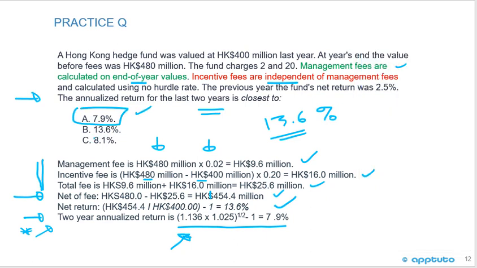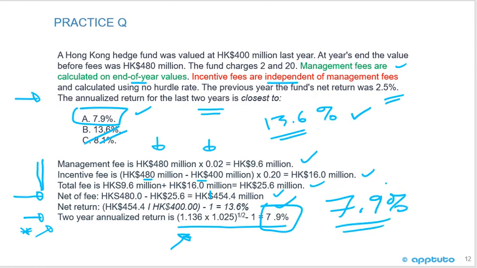Okay, so again, not too difficult. We calculated the return net of fees for year 2, 13.6%, but then they were asking for the annualized return for the last 2 years. They gave us the previous return, 2.5%. So after we calculated the return for year 2, 1 plus the return year 2 times 1 plus the return year 1, to the power of 1/2, minus 1, times 100, 7.9%. Okay, not too difficult, but a little twist, a little turn as usual.